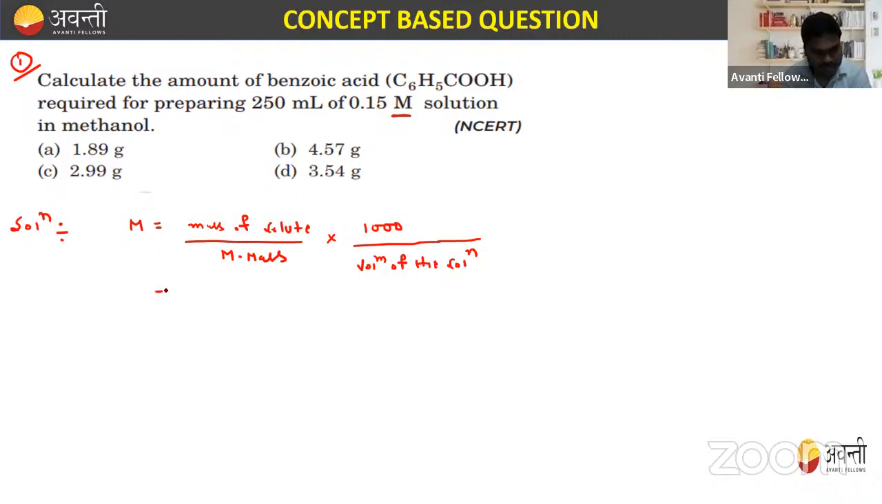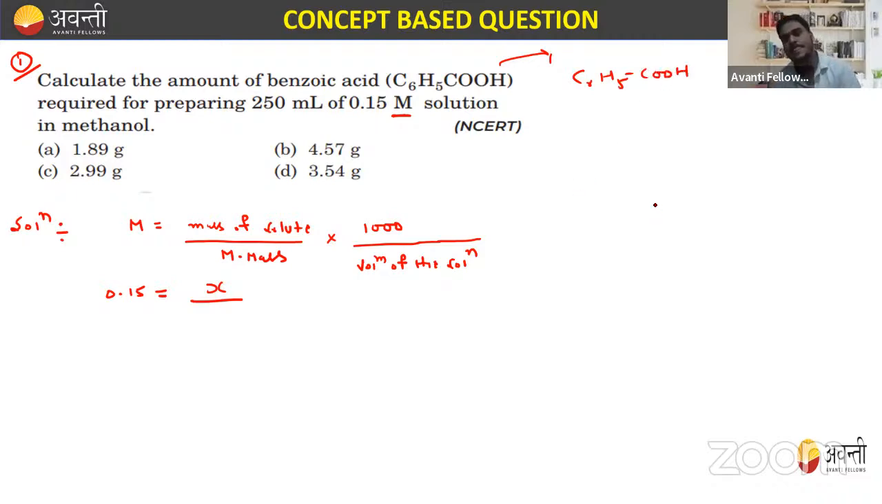So what is the mass of the solute? In this question, you have to calculate the mass of the solute only. Molarity is given, that is 0.15. Mass of solute you have to find. What is the molecular mass? C6H5COOH. This is called benzoic acid.